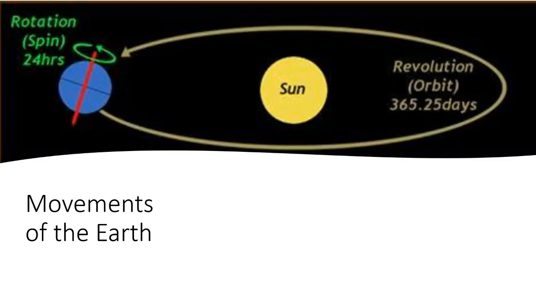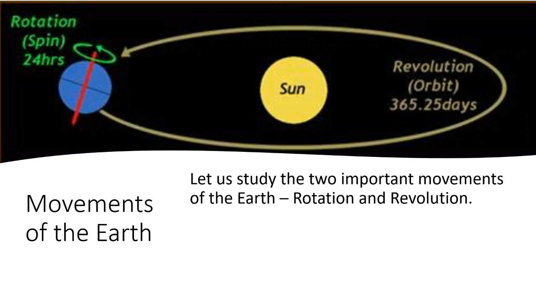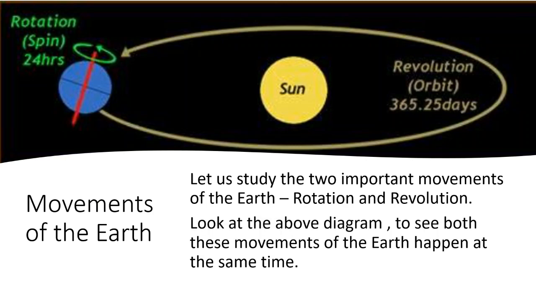Let us study two important movements of the Earth, rotation and revolution. Look at the above diagram to see both these movements of the Earth happen at the same time. Rotation of the Earth causes day and night, whereas revolution around the Sun causes the change of seasons on the Earth. Now let us deep dive into these movements.